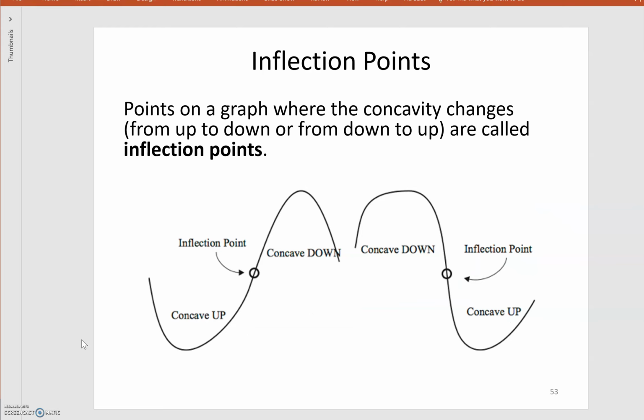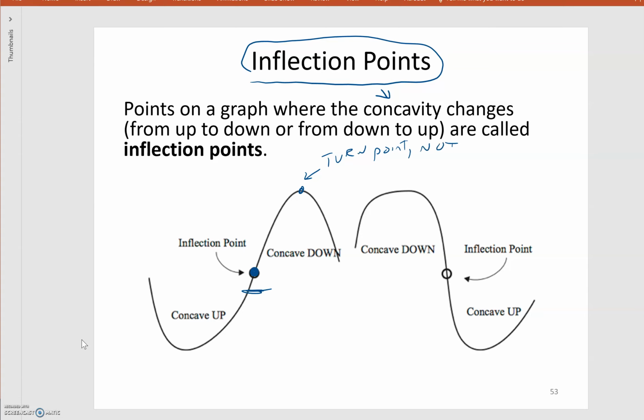Just as we talked about turning points being points where we change from increasing to decreasing behavior, we can also talk about inflection points. Inflection points are points where we have a change in concavity. So in this picture below, you see a graph that goes from concave up, and then it has this sort of point right here where it switches from concave up to concave down, and that point is an inflection point. And inflection points are sort of harder to see because they don't correspond to peaks. Like that right there, that's a turning point, not an inflection point.